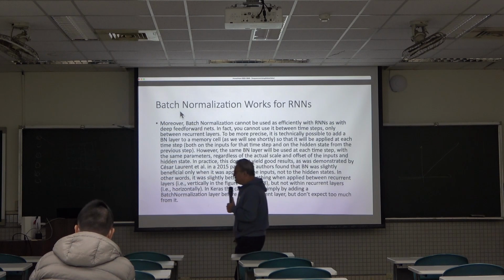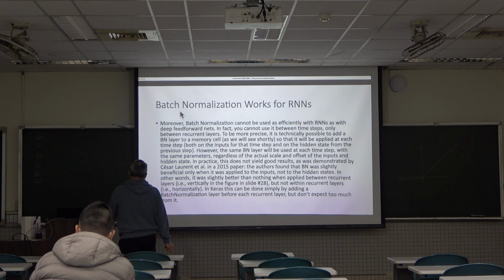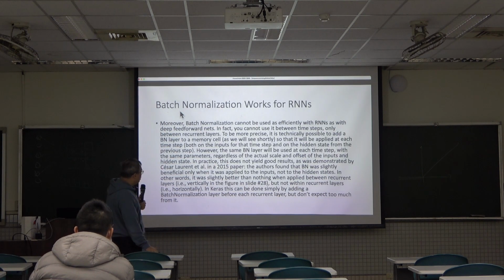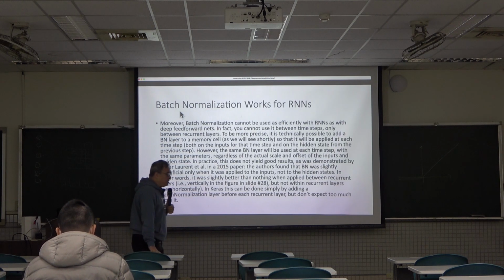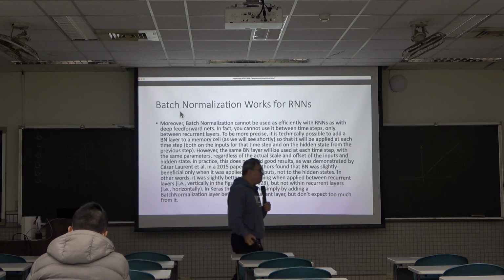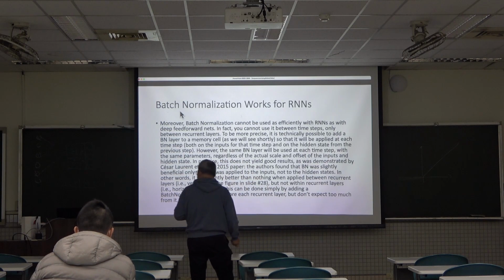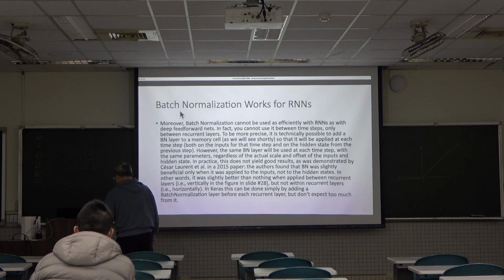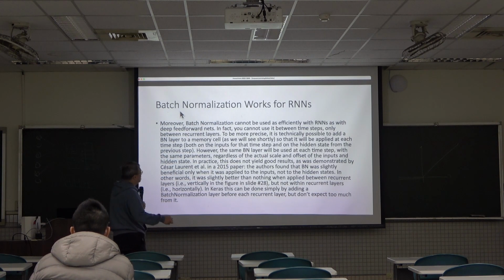So, remember in chapter 11, I mentioned batch normalization is an important technique. It is so important that in chapter 12, when we talk about CNN, you see batch normalization always used right after the convolutional layer. Okay, how about in RNN?